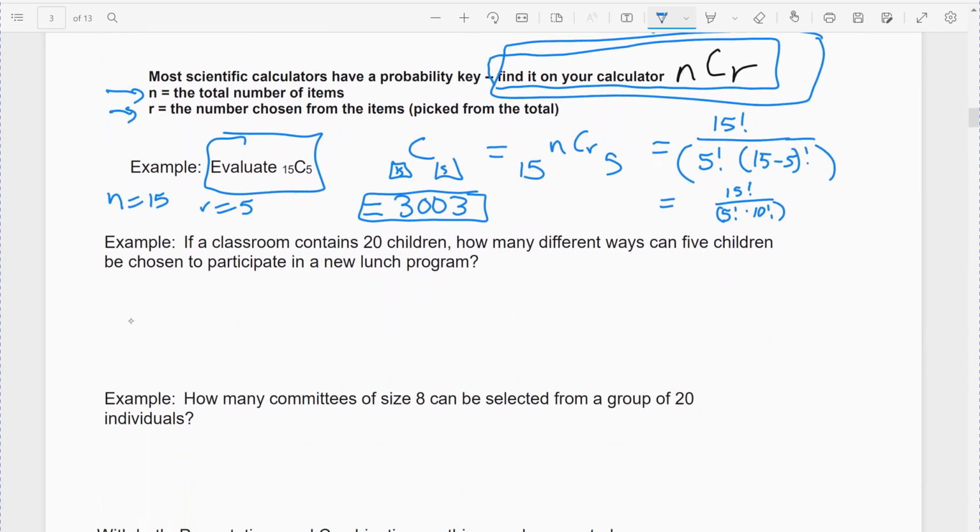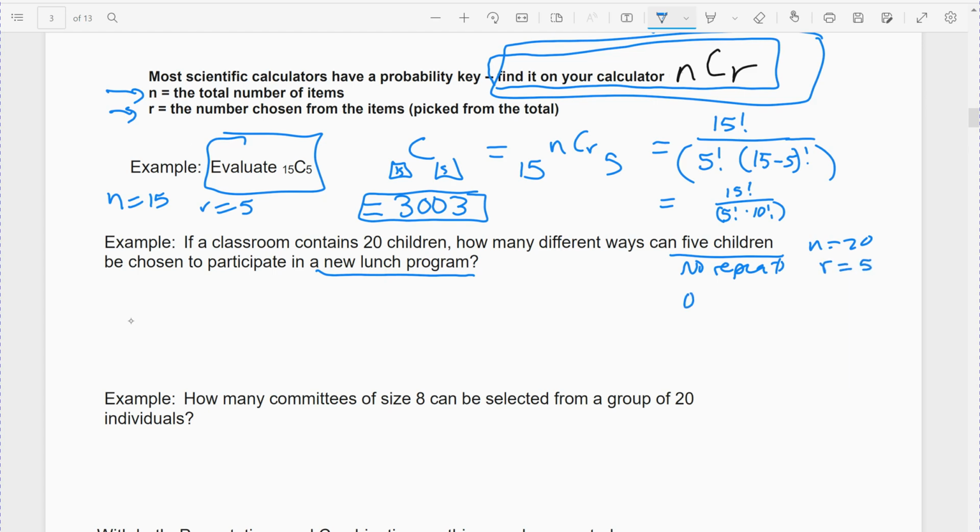If a classroom has 20 children, how many different ways can 5 children be chosen to participate in the new lunch program? Again, you're picking 5 different children, so no repeats. Because if you repeated a child, you wouldn't have 5 kids anymore, right? So N is 20. We had 20 children to pick from. We're going to pick 5, so R is 5.